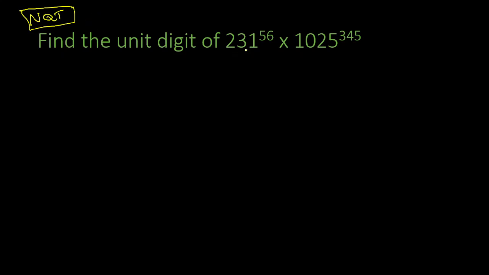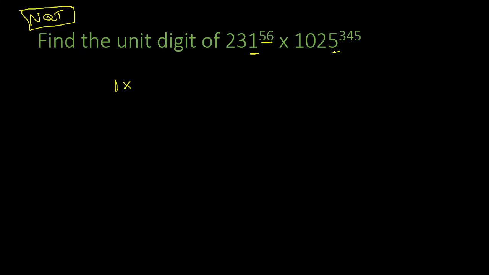Okay. Now 231 to the power of 56 into 1025 to the power of 345. What we have to do is, you can see the last digit is 1, so 1 to the power of 56. When 1 is the unit digit, you always get 1. Whenever you multiply the numbers, the unit digits also get multiplied. Whenever you add, the unit digits get added together.